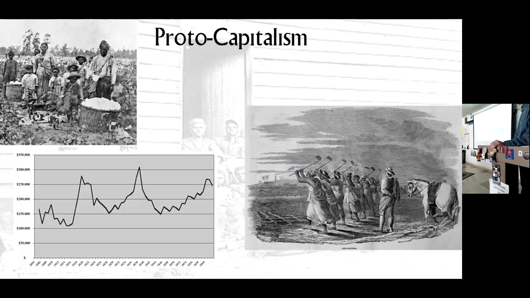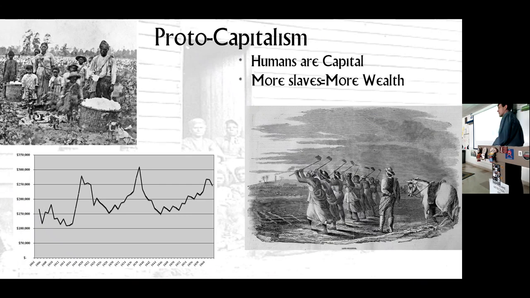And so this is basically proto-capitalism. The humans are the capital. The humans are the machine. So it's like embryonic capital, but it's not the machines dominating everything for sale. That's going to happen with capitalism. They just want to have machines, human beings. And these are the peak values of slaves.